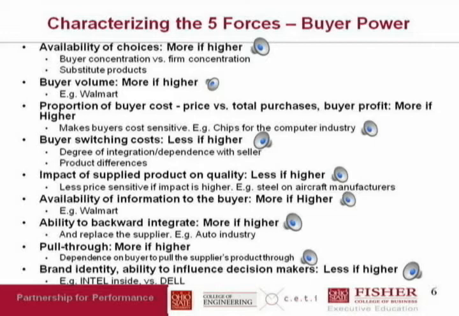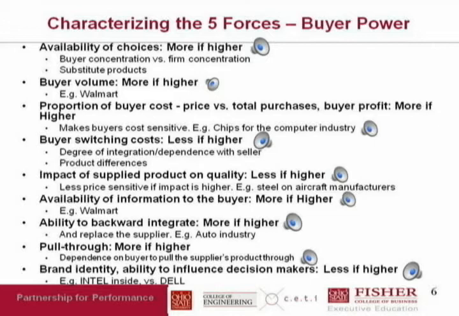If switching costs are low, buyers have more power. The next item is the impact of the supplied product on quality. If the supplier's product has a high impact on the quality of the buyer's product, then the buyer power is likely to be low. So for example, let's say that I'm making steel ships. If the quality of my ship is highly dependent upon the quality of steel, then my buyer power as the shipbuilder is less with respect to the supplier of the steel.